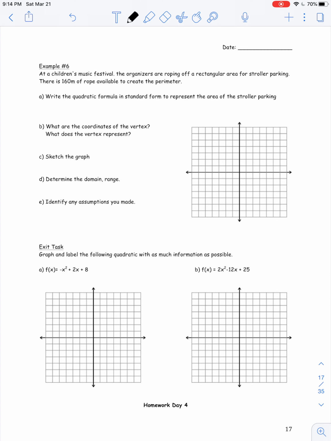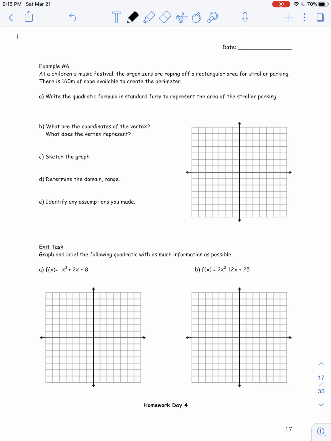Example number 6, what I want you to do is we're going to have a little bit of extra work here because they're not giving us the equation. They're not giving us enough information here. So we have to read the situation and come up with a formula in standard form that works with this situation. So at a children's music festival, the organizers are roping off a rectangular area of stroller parking. There is 160 meters of rope available to create the perimeter.